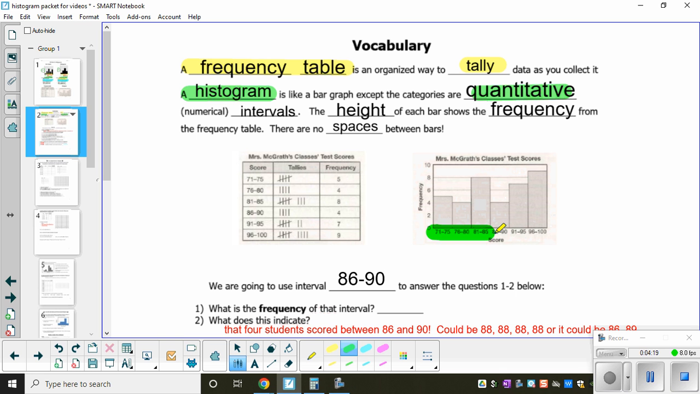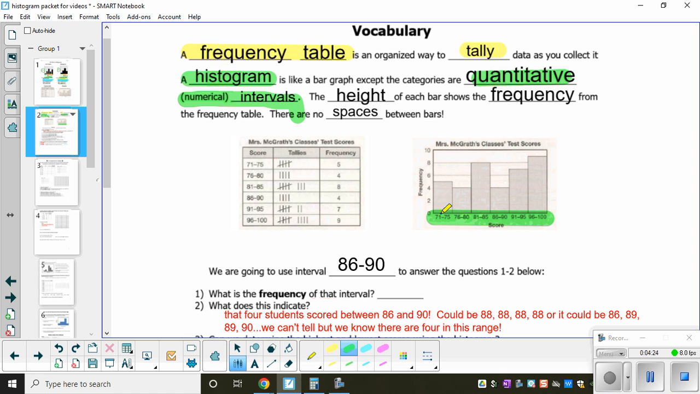So we've got numerical data down here, and the numerical data is represented in intervals, which you can see right here. Once again, the height of each bar shows the frequency. So the height of each of these bars shows the number in each category, which is what I mean by frequency, the number in each category. And like I keep emphasizing, there are no spaces between those bars because they're intervals. You either fall into this category or this category, and there is no space in between the categories.